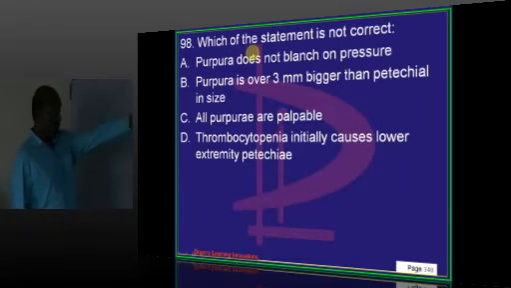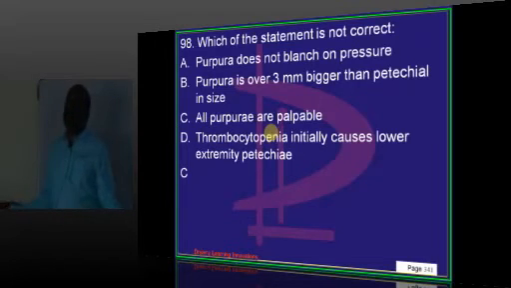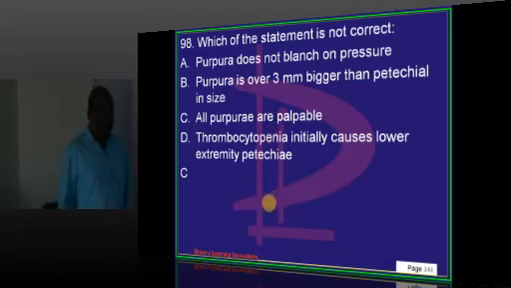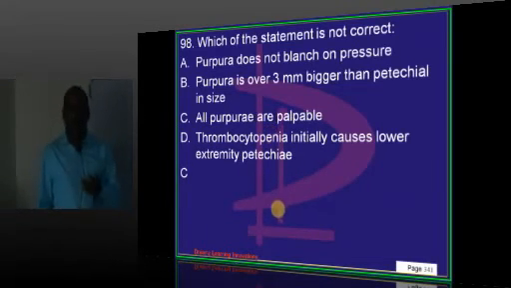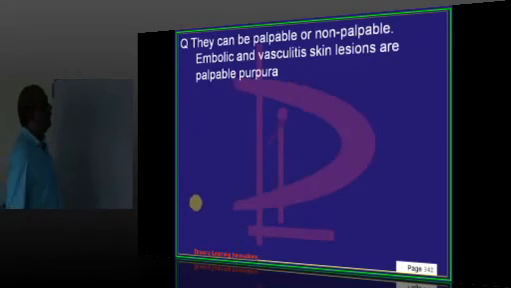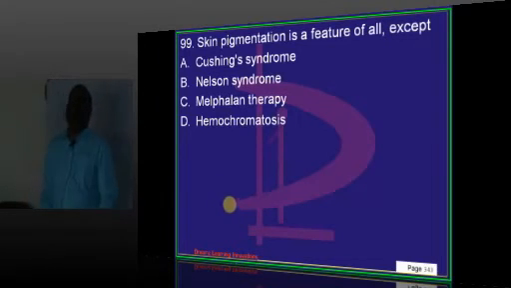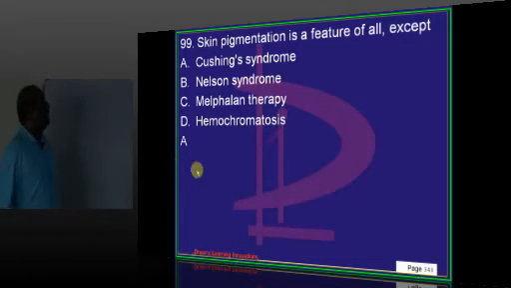What is not correct among these statements? Who said all upper pili are palpable? No. Palpable purpurae are vasculitic purpurae, impalpable purpurae are thrombocytopenic purpurae, as all of you know very well. Skin pigmentation is a feature in all these scenarios, but not in Cushing.